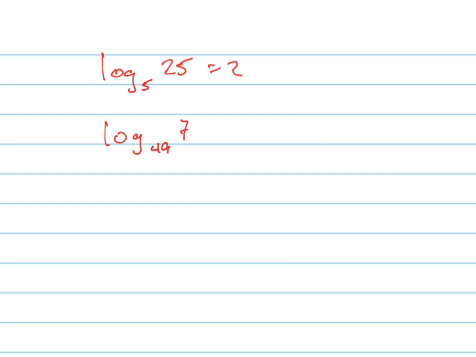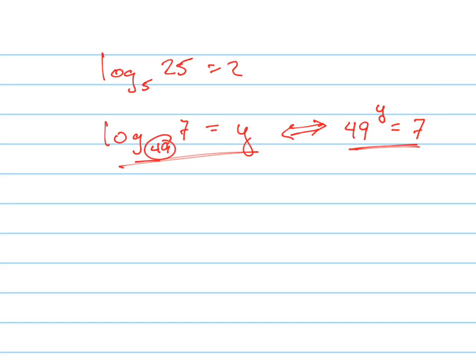That's trickier because you might think it's 1/2, but let's just check what this is. 49 is really 7 squared, right? So I'm going to write it like this, and I'm going to use what's called an equivalence. Remember that thing I was teaching you in the last video? 49 to the y equals 7. Does that make sense? How we went from logarithmic to exponential? Now I can rewrite this as 7 squared.